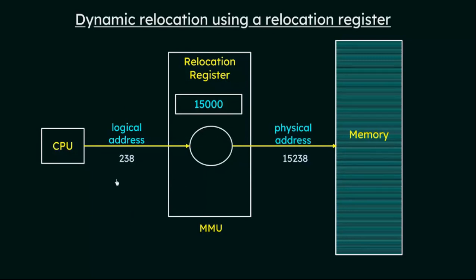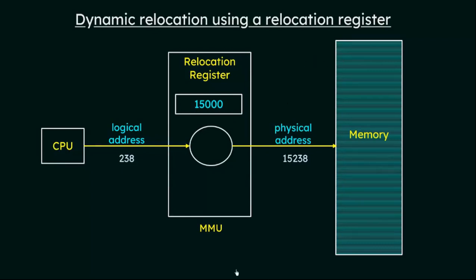Whatever it is trying to access will be added to this value here and converted to the corresponding physical address. For example, if it is trying to access the first memory location, the value will be 0, because it starts from 0 up to the maximum value, as we said in our example. If it is 0, what will be the corresponding physical address? It will be 0 plus 15000, so it will be equal to 15000. So 15000 is the starting physical address for that particular process.